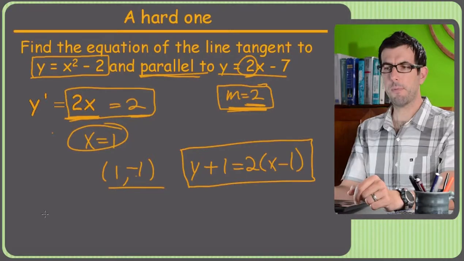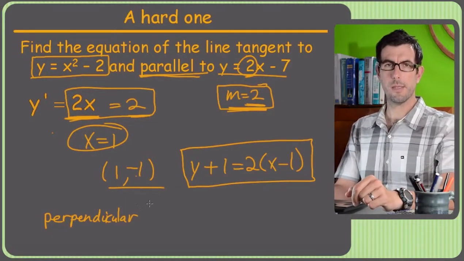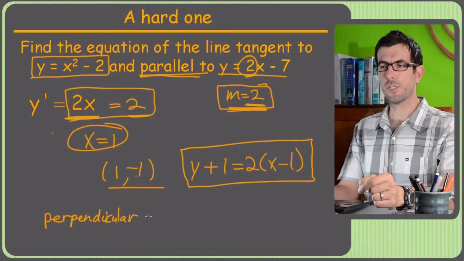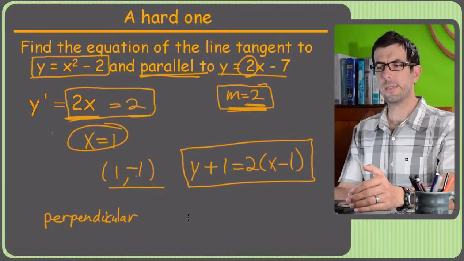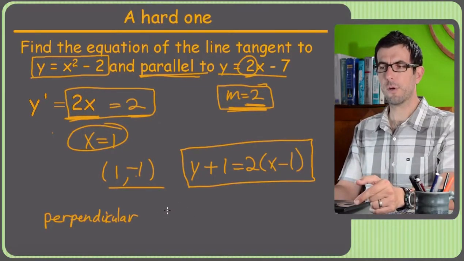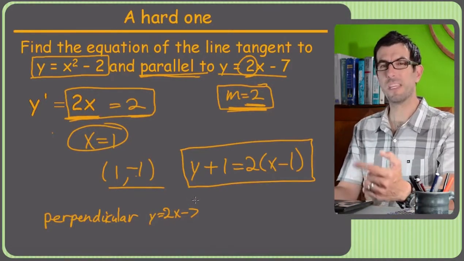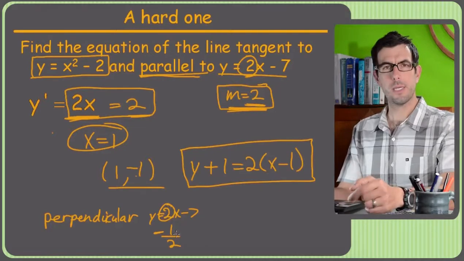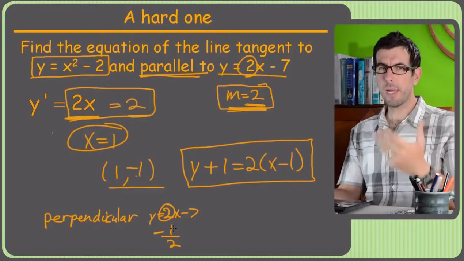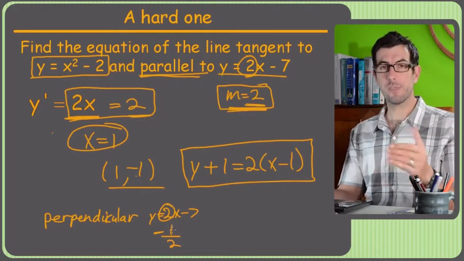They could also have said perpendicular. They could have told you they want it perpendicular to something, in which case I just want to remind you that the slope of the perpendicular line is the negative reciprocal. So if your original line was 2x minus 7, and they said, hey, we want the tangent line perpendicular to this line, we'd take our slope, we would flip it, so 1/2, and negate it. So that's just the negative reciprocal, and that's just to remind you that, hey, perpendicular lines have negative reciprocal slopes.